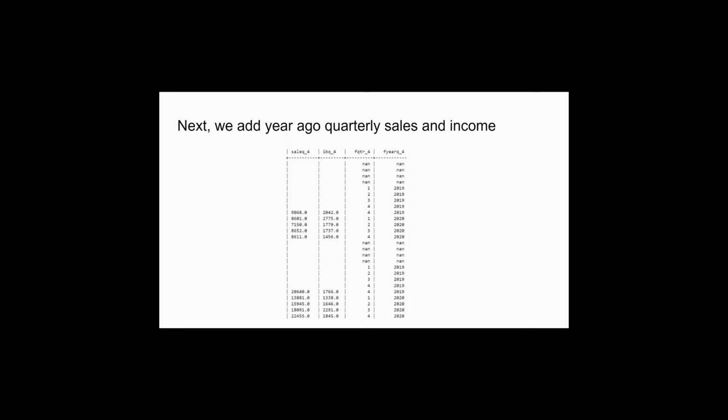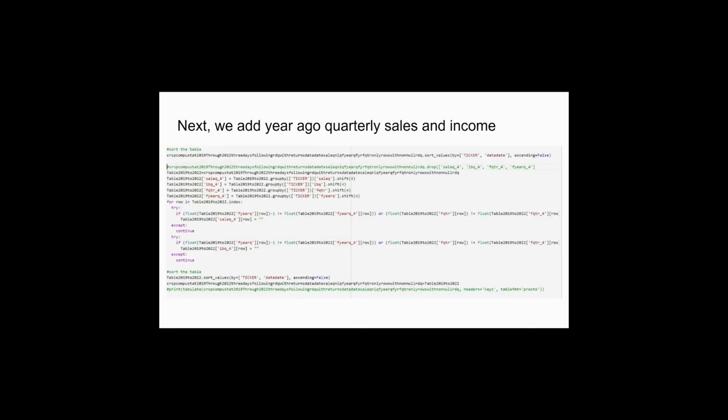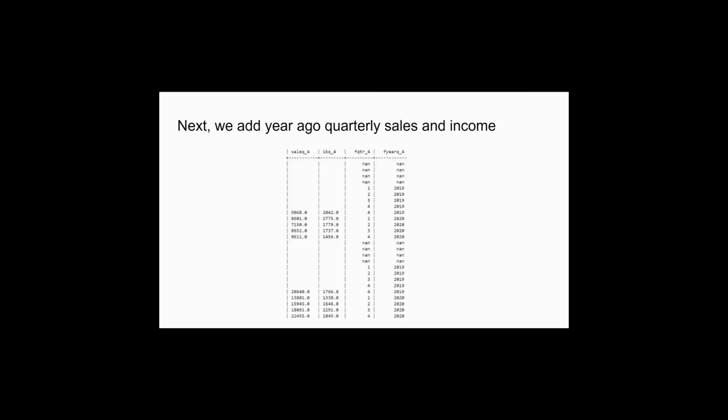And then, sure enough, we add it into our table, and here you can see 4 quarters ago sales, 4 quarters ago income. And in general, it's good to do these sort of error checks to make sure that this 4 quarters ago sales does correspond to the sales 4 quarters ago.